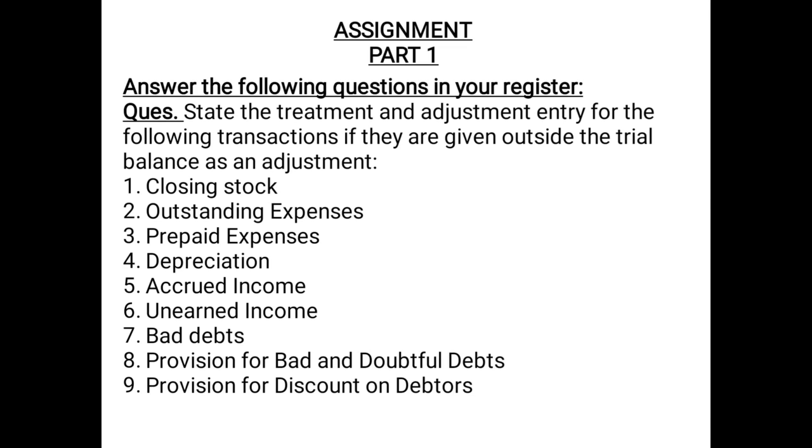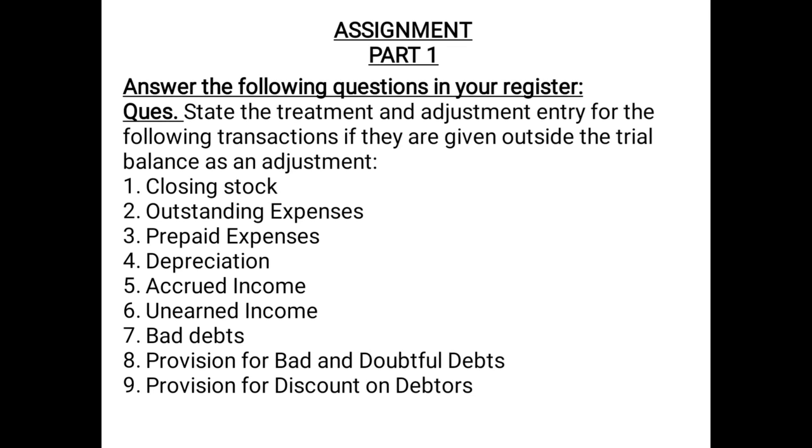The third one being the prepaid expense. Prepaid expense, first of all, will be deducted from the respective expense on the debit side of the trading or profit and loss account, and on the other hand it will be shown as an asset on the asset side of the balance sheet. Then what will be the adjustment entry for this? The adjustment entry will be prepaid expense account debited to expenses account.